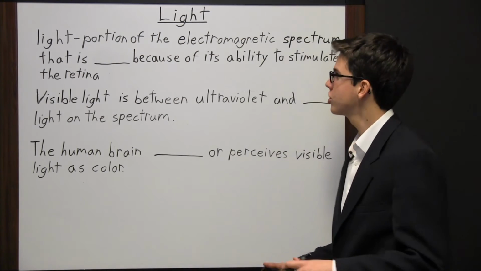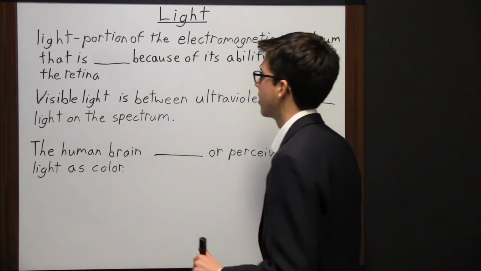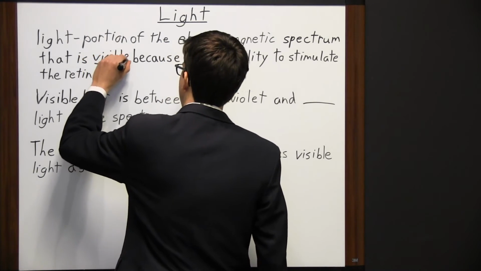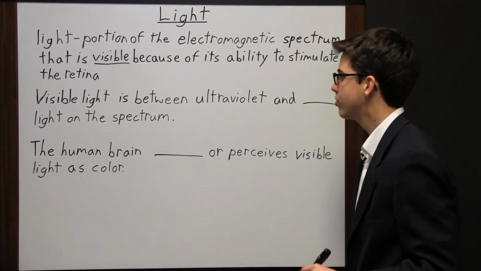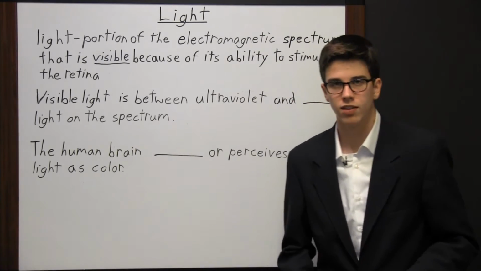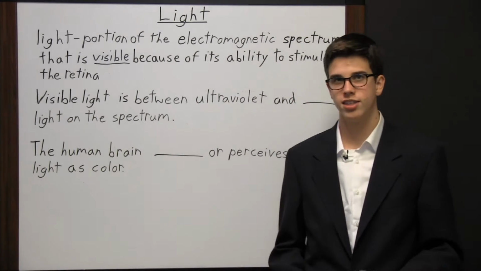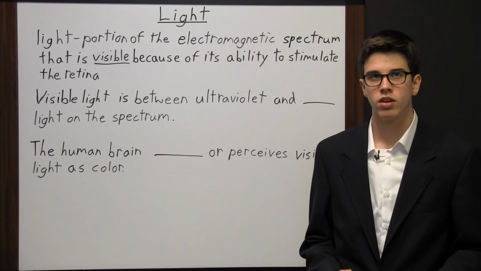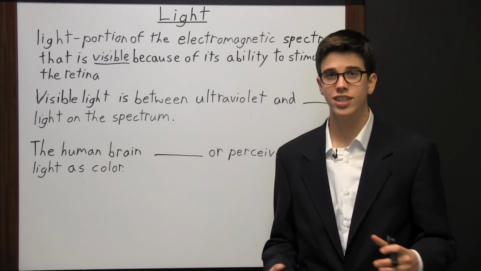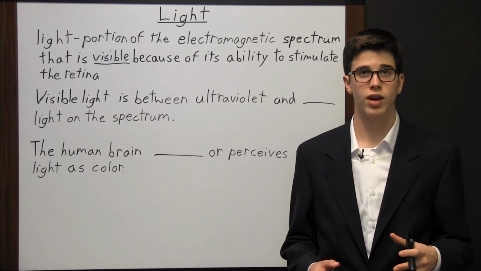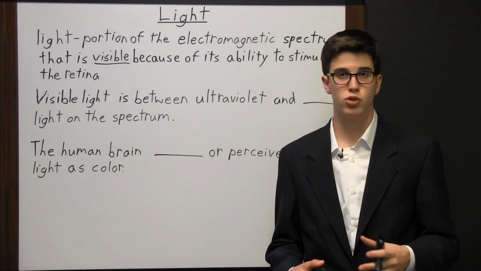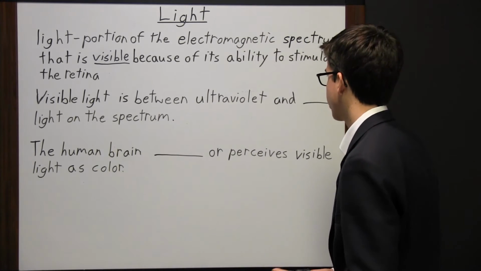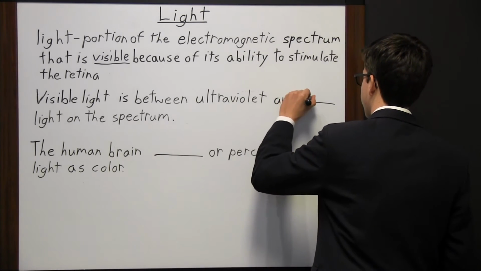Light is the portion of the electromagnetic spectrum that is visible because of its ability to stimulate the retina. Light is absorbed and emitted by electrons, atoms, and molecules that move from one energy level to another. So an atom might release energy to move to a lower energy level, but absorb energy to move to a higher energy level.